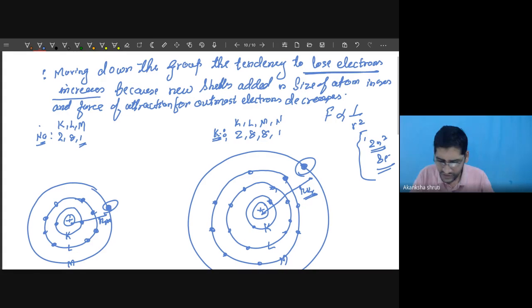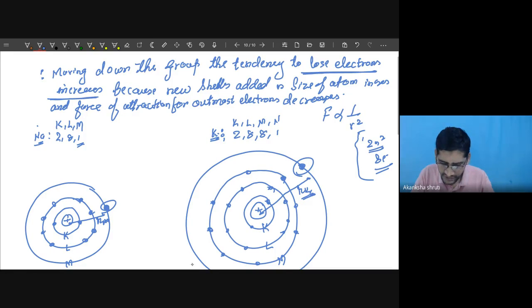So the tendency to lose electrons increases because the force of attraction for this electron decreases. This tendency to lose electrons is called ionization potential, which is expressed in terms of metallic characteristic. Metallic characteristic is what? How easily the element can give its electron or its free electron. That we have learned earlier. So as a result, on moving down the group, the electron losing tendency increases. Therefore, the metallic characteristic also increases. So that we will also write.